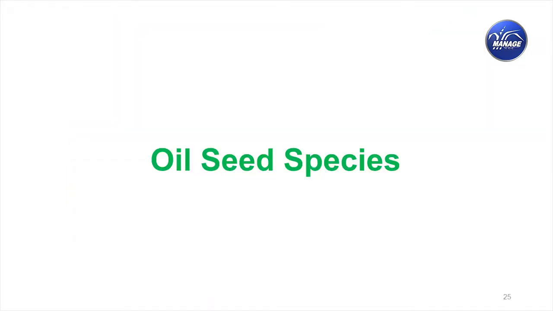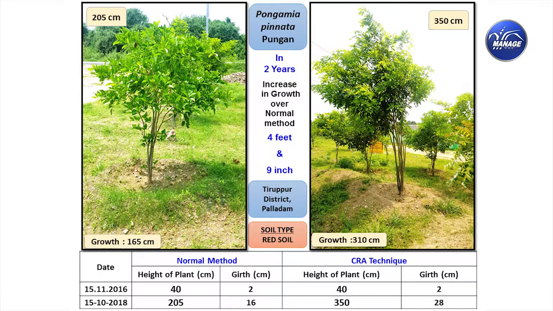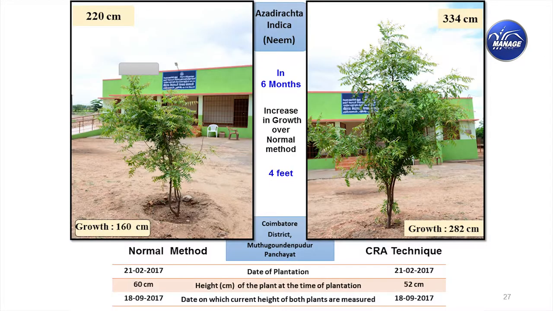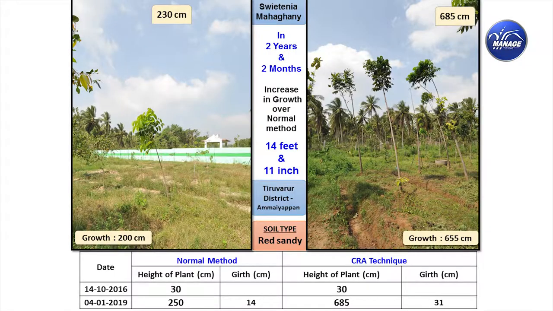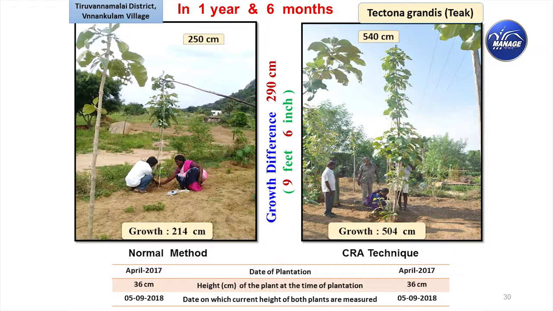Now coming to oilseed species. In Pongamia, in 2 years, it is 4 feet and 9 inches. Neem, in 6 months, the difference was 4 feet. Coming to timber species, the difference will be much more. In all timber species, what we found is the increase is about 10 feet and above. Here in Mahogany, in 2 years and 2 months, it is nearly 15 feet. In teak, it is 9.5 feet in 1 year and 6 months.